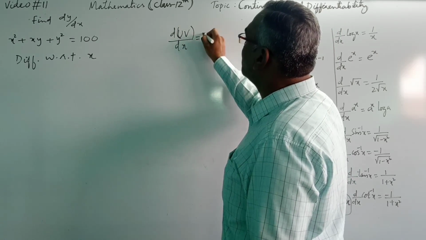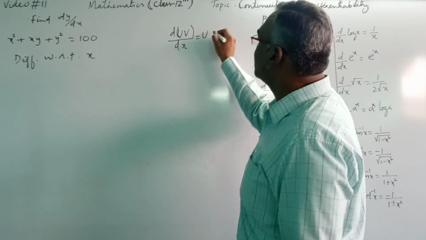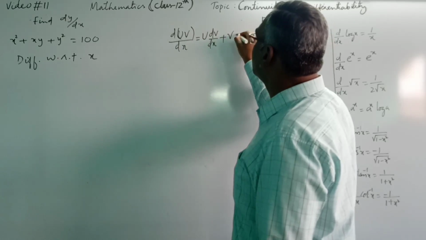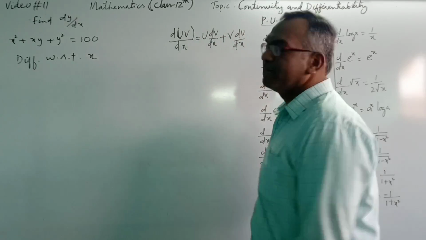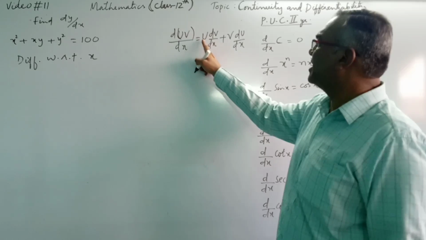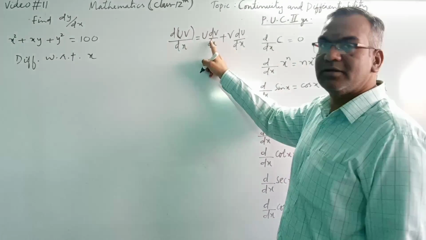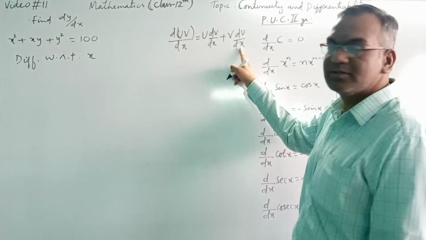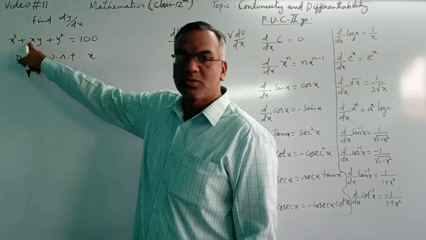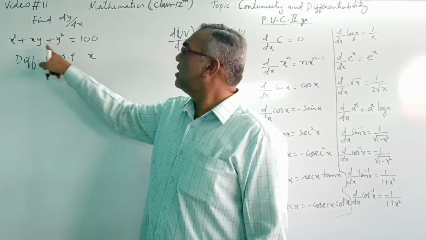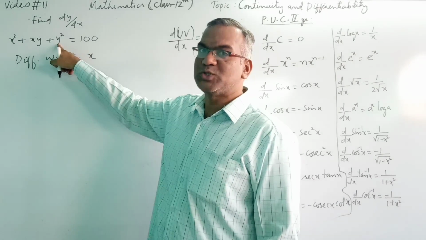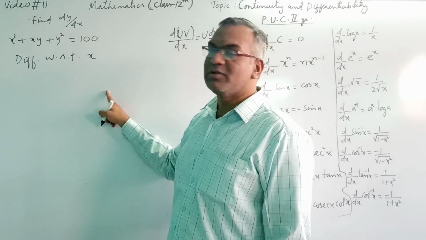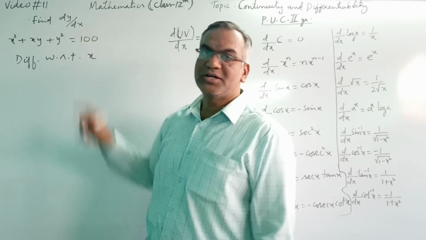We do this. U as it is, first function as it is, differentiation of v, plus v as it is, second function as it is, differentiation of u. This is how we do, right? First function kept as it is, differentiate the second, plus second function kept as it is, differentiate the first. So we will do the same thing. This is u, this is v, right? And then again y square, it is in the form of x raised to n again. We can differentiate easily. Is equal to 100 is a constant. The differentiation of constant will be 0. Then we simplify to get dy by dx, right?